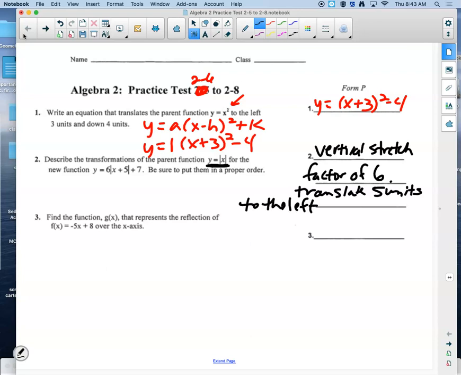Should I put an and? Translate 5 units to the left, and what's the rest of it? Yep.